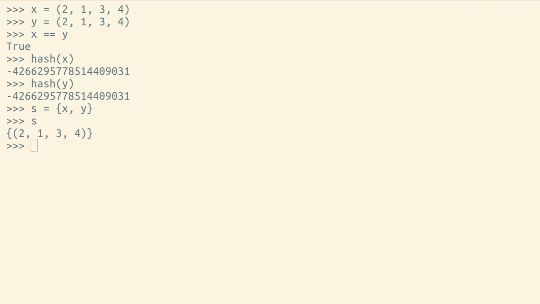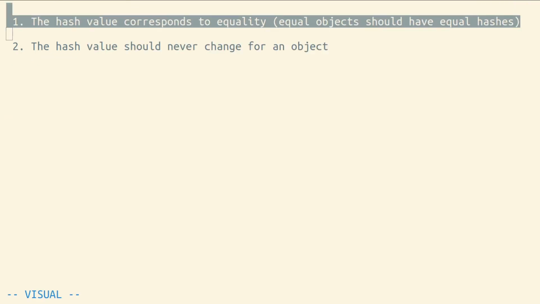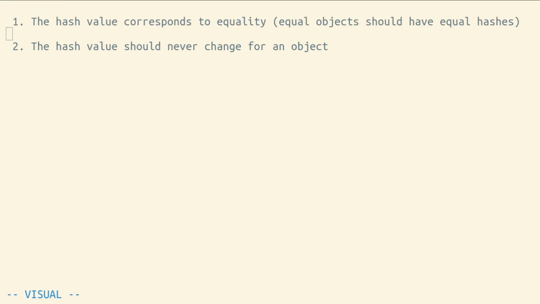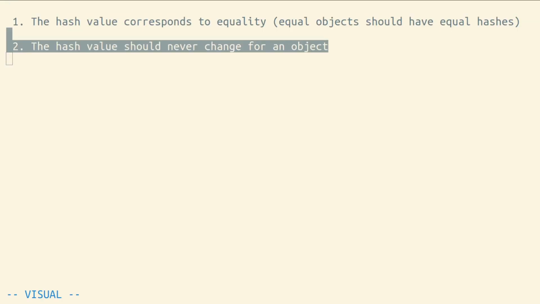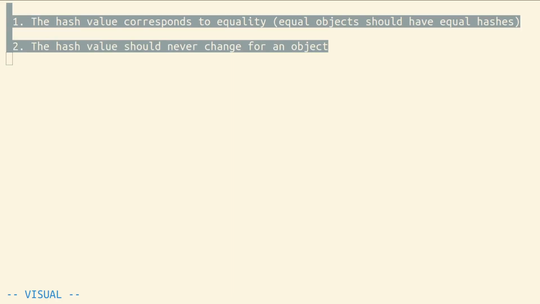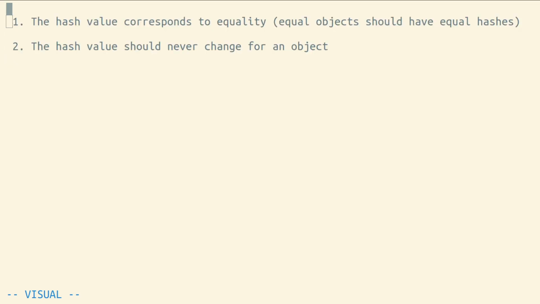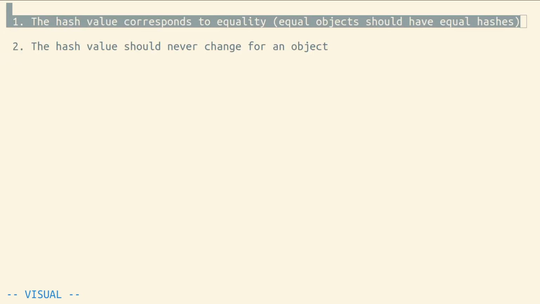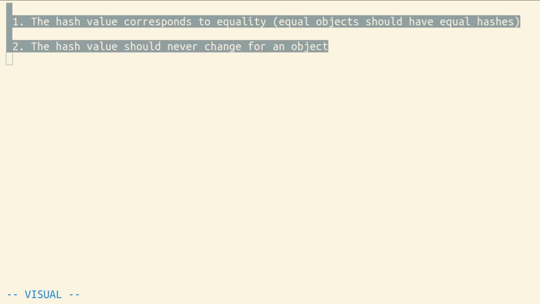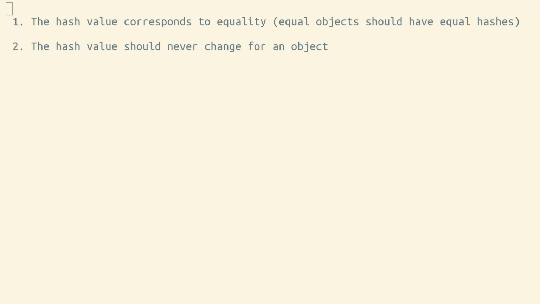So the hash value of an object should correspond to that object's sense of equality, but also the hash value of an object should never change over the lifetime of that object. This is the reason that most mutable objects aren't hashable, because often a mutable object's sense of equality can change over the lifetime of that object, which would mean its hash value could change, which would be a problem if it was hashable. Hashable objects can be elements in a set or can be keys in a dictionary.